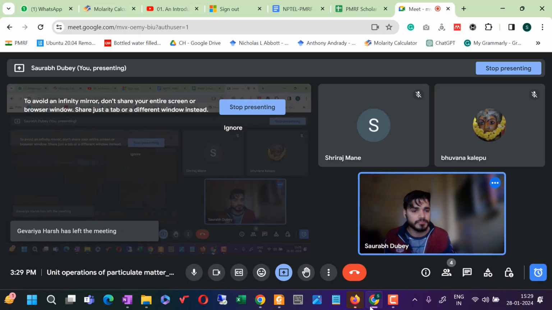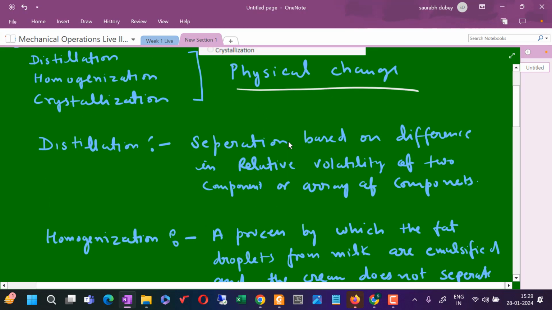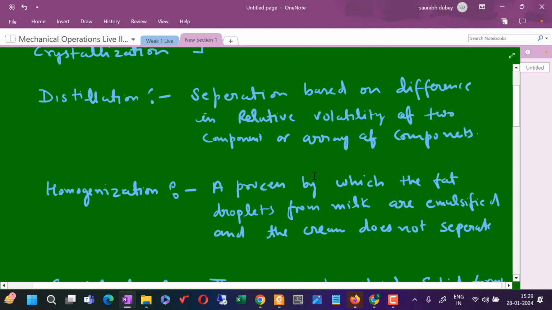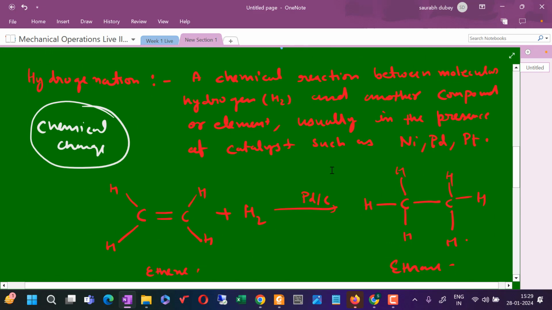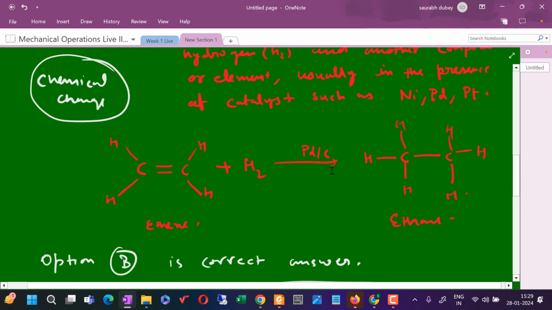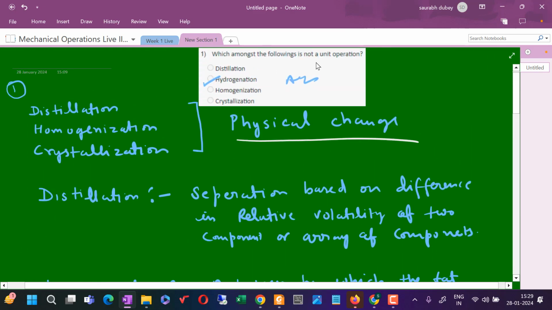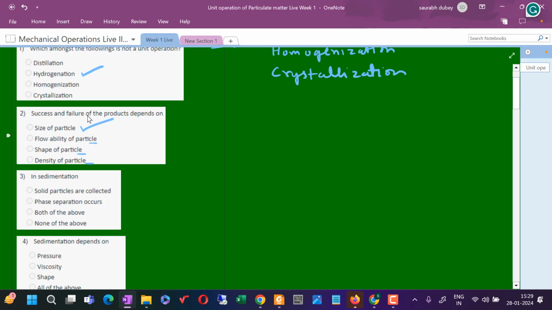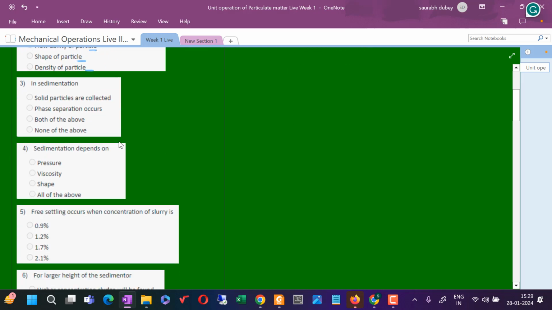And then if you see distillation, it is a mass transfer phenomenon based on relative volatility, separation is happening, so it is again a physical phenomenon. So the correct answer, which is not a unit operation, that is the unit process, is the hydrogenation. And the second one, we came to know that success or failure of the product depends on the size of the particle. So the third question which is here, anybody who wants to attempt it.